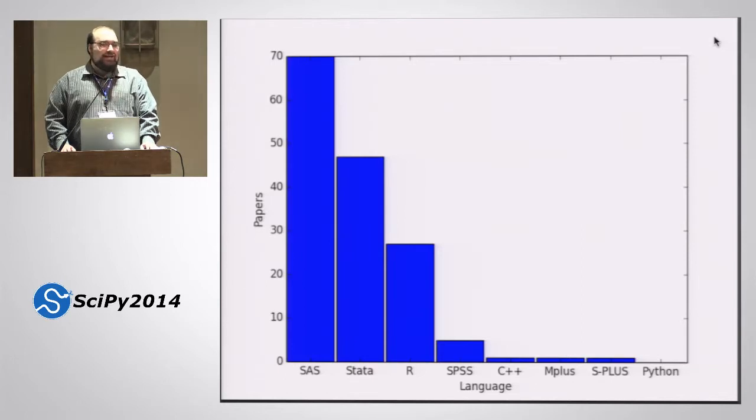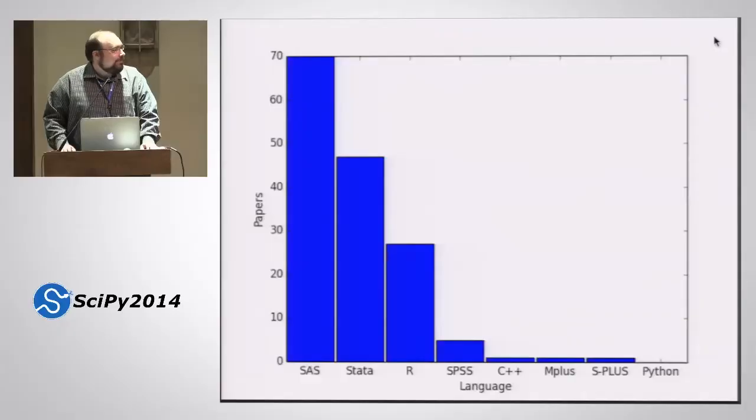How many SAS users do we have in the room? Okay, so more than I expected. So most of the papers in AJE and Epidemiology were written in SAS, followed by Stata, followed by R. Not a single one was written in Python. So assuming Python knowledge is kind of an unsafe assumption when we're looking at teaching epidemiology students.